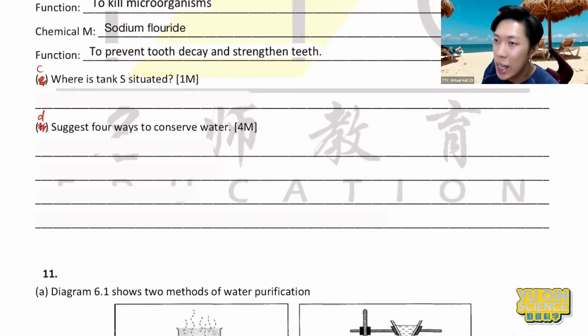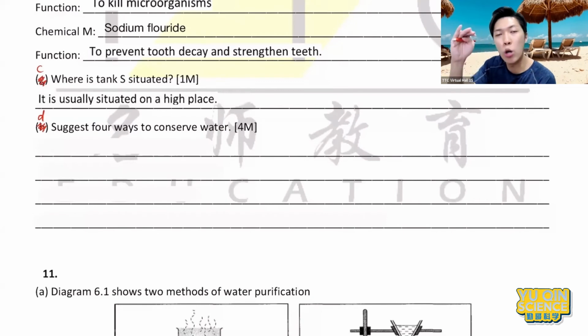If you realize, all these tanks have to be placed at very high places, at least taller than your taman or your town. Usually a water tank needs a lot of water pressure. If you put it too close to the surface or near where your house is, the water pressure will not be enough to push all the water to every house. So it has to be built somewhere very high. That's actually what the question is asking. Usually situated on a high place. Sometimes you see it beside the highway, a very tall tower, a water tower.